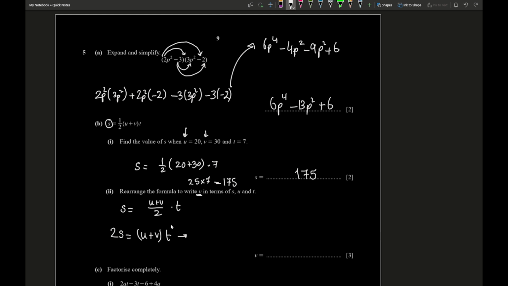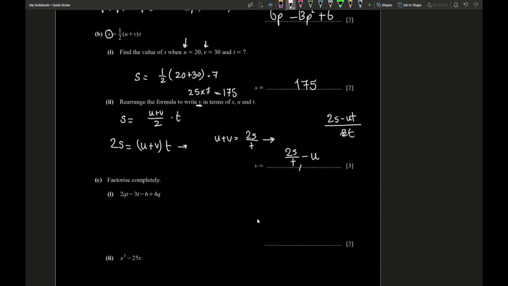To make V the subject we'll have to divide by T. So U plus V is equal to 2S over T. And then subtract U from both sides to make V the subject. So V is equal to 2S divided by T, minus U. Or you can write this as (2S minus UT) divided by T, it doesn't matter.